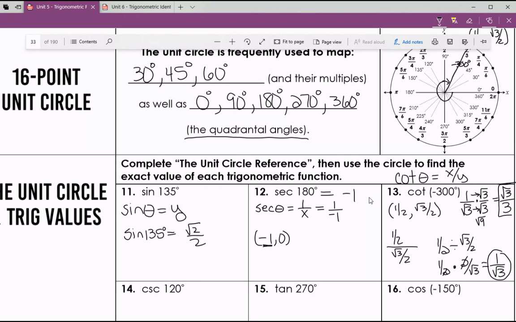All right, so that gave us 2 positives, 1 negative value. So down here on number 14, I need cosecant. Cosecant, if you go back and look, that's 1 over y. Do y'all agree with that ratio? All right, so I'm going to rotate around my circle till I hit positive 120. So I am right here. What are the coordinates that go with positive 120 or 2 pi over 3?